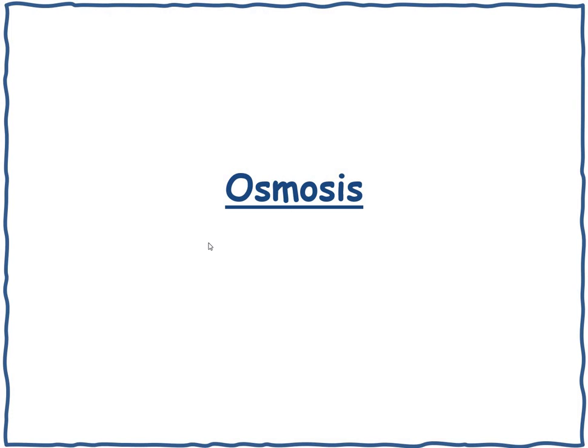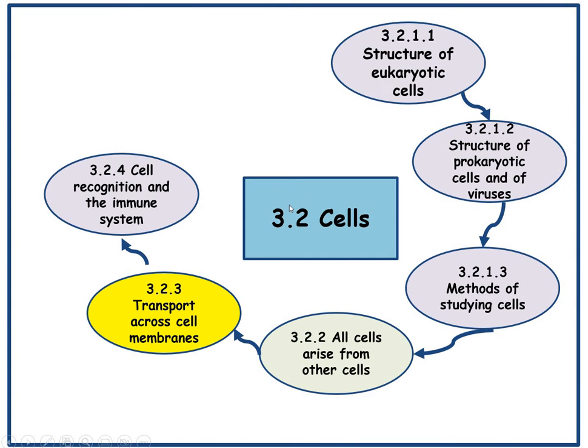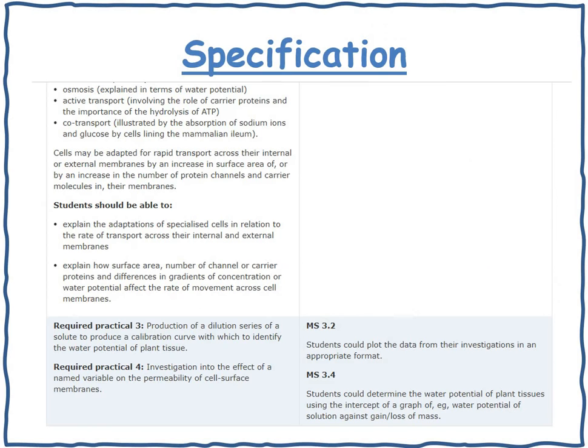Osmosis. So this is part of the 3.2.3 transport across cell membranes topic. So osmosis explained in terms of water potential. And there is a required practical associated with this, which is production of a dilution series of a solute to produce a calibration curve with which to identify the water potential of plant tissue.